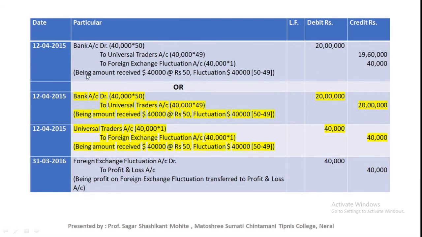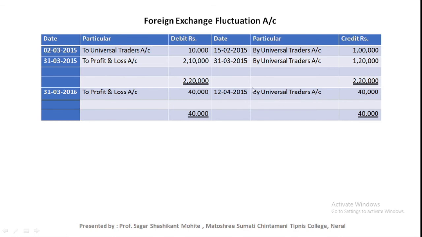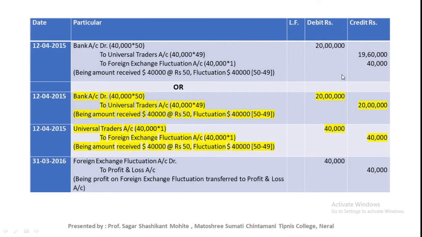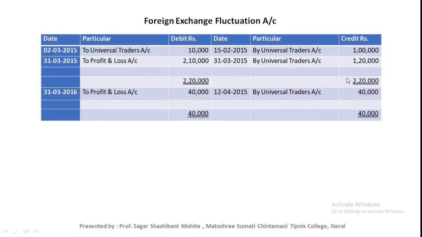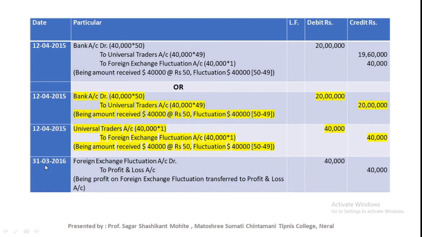Mention the narration after that and transfer the foreign exchange fluctuation account balance. On the credit side of the foreign exchange fluctuation account, on 12th April 2015, by Universal Trader account rupees 40,000. And for the current year end, you need to close the foreign exchange fluctuation account and transfer that balance to the profit and loss account on 31st March 2016, to P&L account rupees 40,000. Pass that journal entry on 31st March 2016: foreign exchange fluctuation account debit to profit and loss account rupees 40,000.